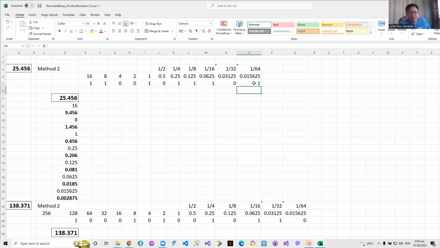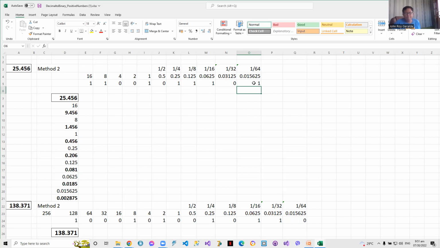Second method. The good thing about this is, unlike the first method, where we divide the integer part and we multiply the fractional part, with pick, mark, and subtract, we use the same method both for the integer and the fraction. Okay. Any questions?